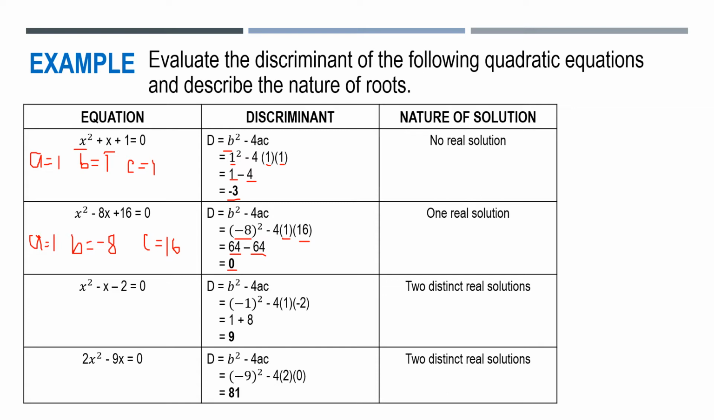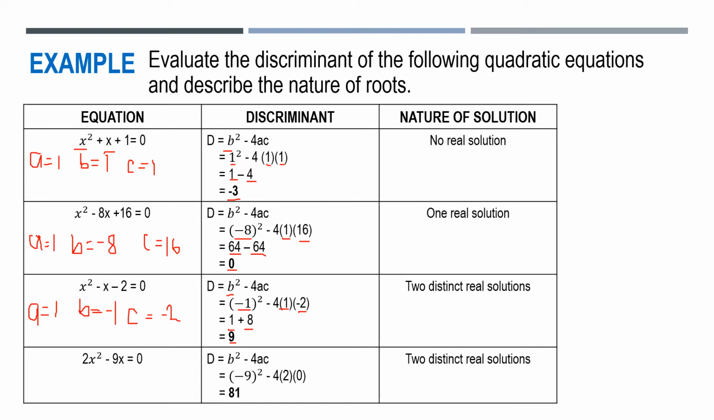Next, we have x squared minus x minus 2 equals 0. Identify the values of a, b, and c. Our a is equal to 1, our b is equal to negative 1, and our c is equal to negative 2. So, to substitute, yung b natin ay negative 1. Kaya negative 1 squared minus 4, ang a natin ay 1, ang c natin ay negative 2. Negative 1 squared is 1. Then negative 4 times 1 is negative 4. Negative 4 times negative 2 ay positive 8. And then 1 plus 8 is equal to 9. So, kapag positive, yan ay two distinct real solutions.